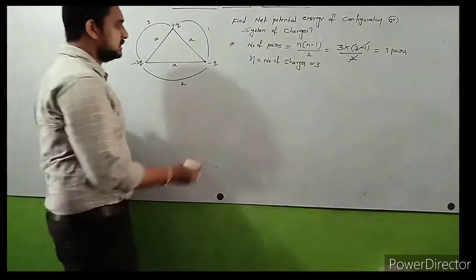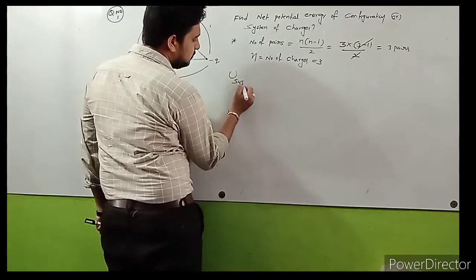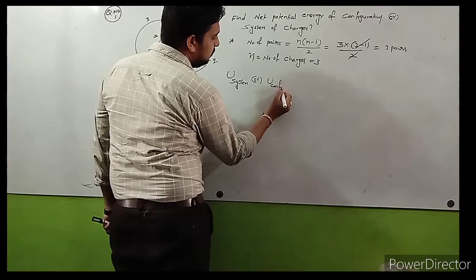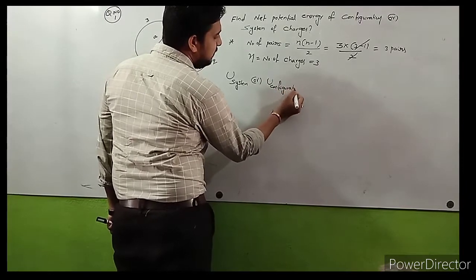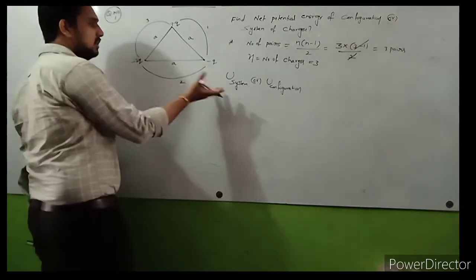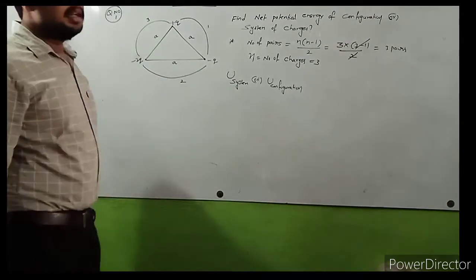Then how to find the U system, or U configuration? Configuration means shape. This is a triangular shape, na? So for this triangular shape we consider the U configuration.